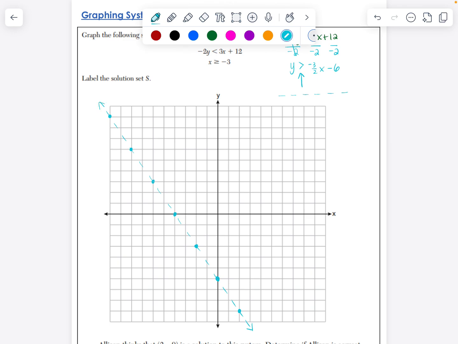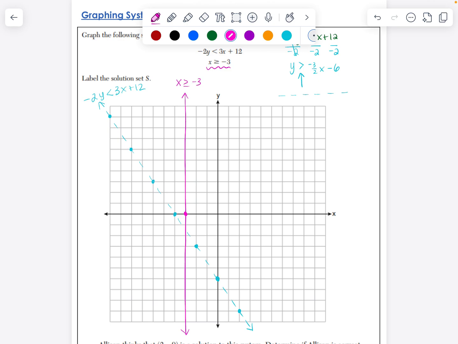We are going to label it with our original inequality, which is -2y is less than 3x plus 12. I prefer to do my shading at the end, so I'm going to graph my other line first and then I will shade. x is greater than or equal to -3 means I have to go to -3 on the x-axis and draw a solid line that is going through this point vertically. Remember, anytime that you have an x equals graph, it's going through the x-axis.